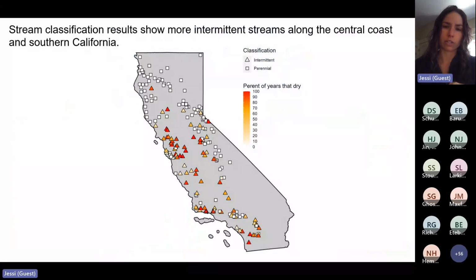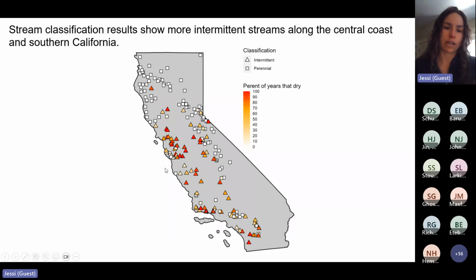Here's those reference gauges that I showed you before. So to look at an intermittent stream, a stream was classified intermittent, that's this triangle here, and a perennial stream was this square. So you can see how the classification changes across the state. And then the color is going to represent the percent of years that were classified as perennial or intermittent in this case. So in a higher red color, say 90%, is going to be that 90% of years for this gauge actually were drying there.